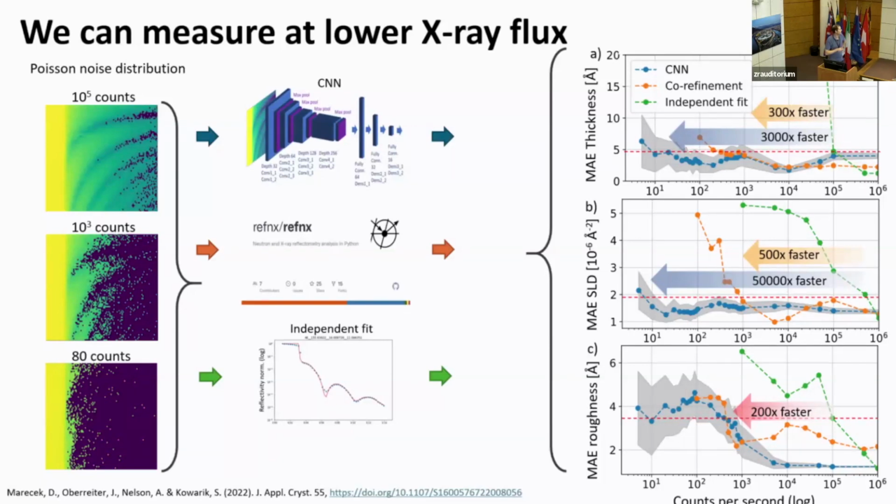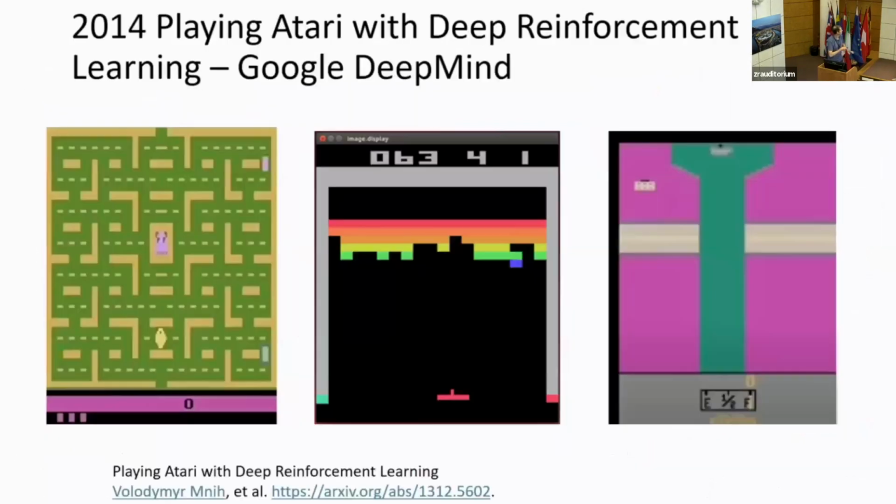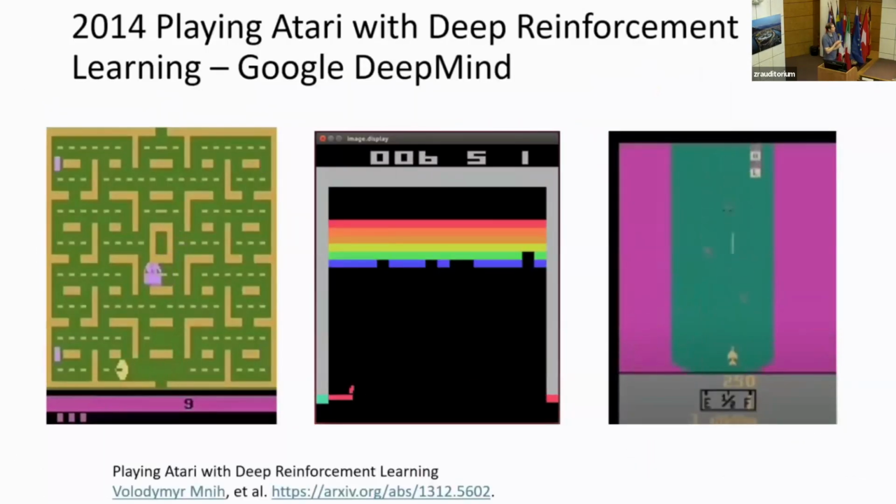That's thickness, density, and roughness. And for all of them, you see that both RefNX and the convolutional neural network are a lot more noise tolerant because they have prior information about the growth and they get the whole data set, not individual curves. Okay, I'll skip this and come to my last point.